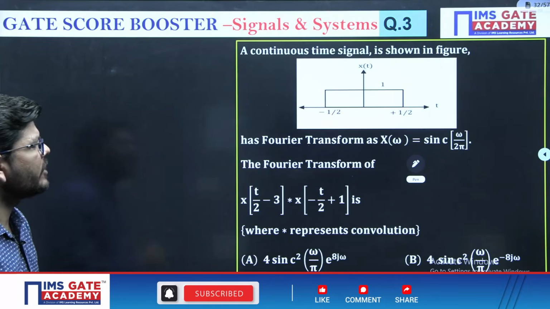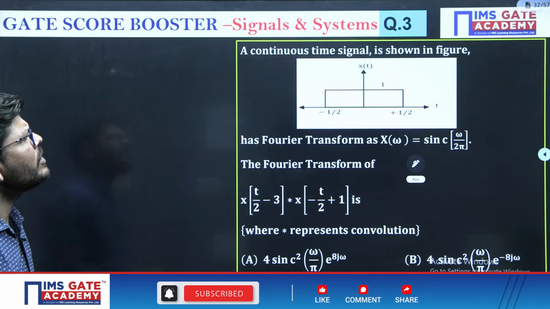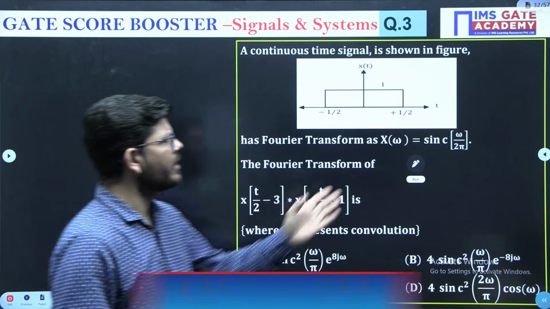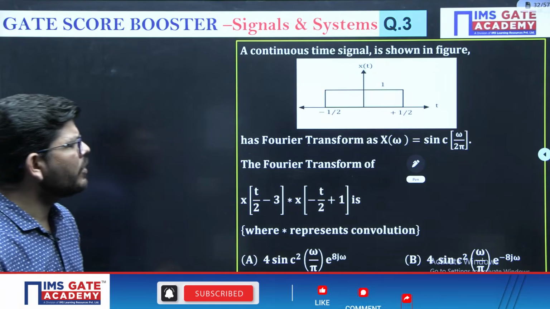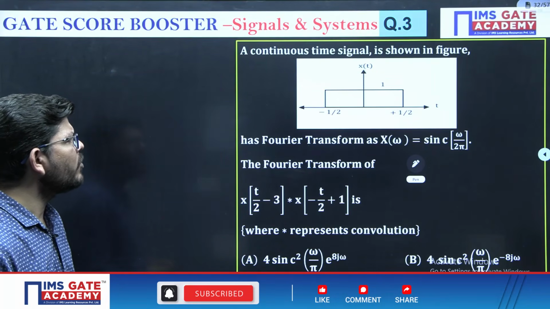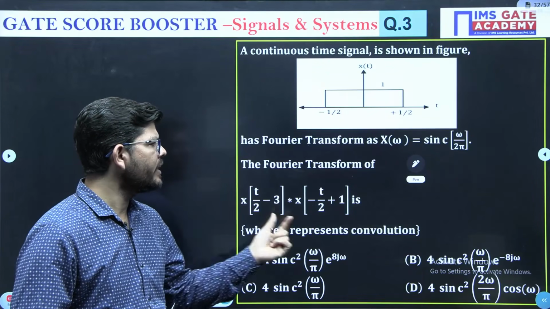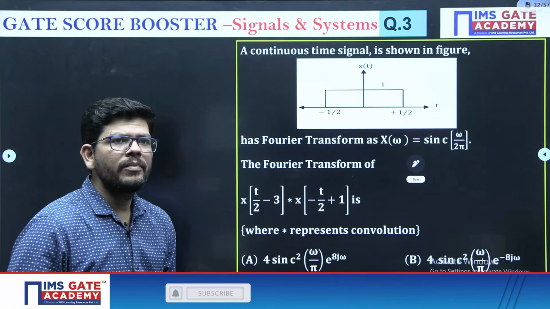Now moving towards the next question, see this one. A continuous time signal is shown in the figure, has Fourier transform X of omega, which is sinc of omega upon 2 pi. Then what is going to be the Fourier transform of x of t by 2 minus 3 convolved with x of minus t by 2 plus 1.